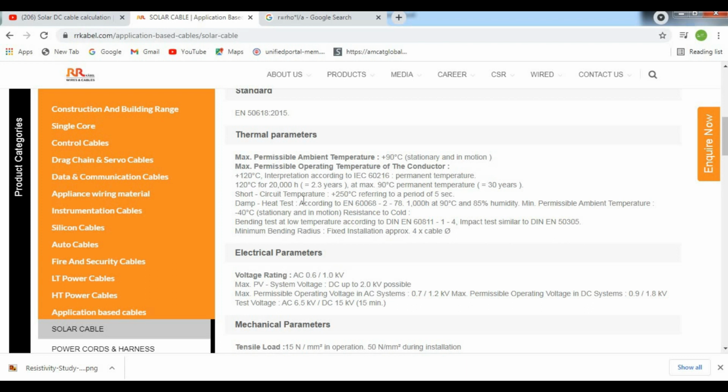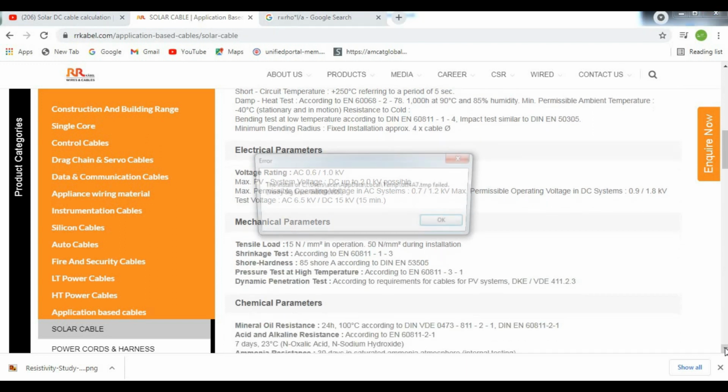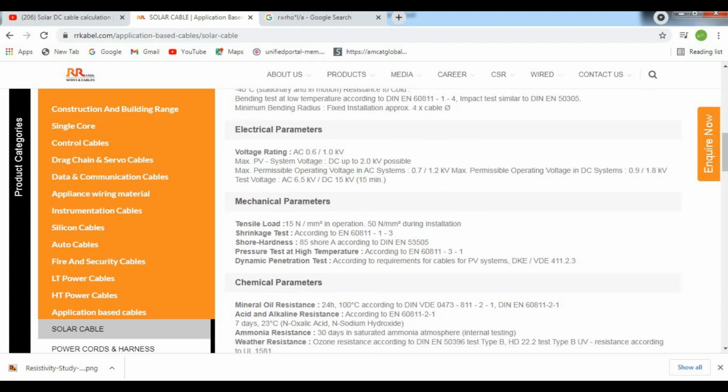Everything is given here. Our electrical parameters are also given, like the maximum voltage rating. Maximum PV system voltage DC up to 2 kV is possible, and if you want to use it as AC, we can transfer up to 0.6 to 1 kV from this particular cable, and maximum permissible operating voltage, and every kind of specification is given here.